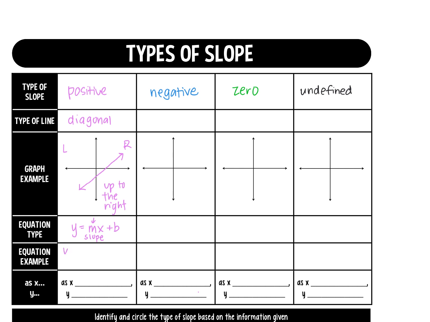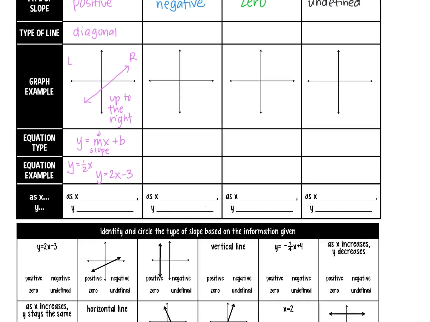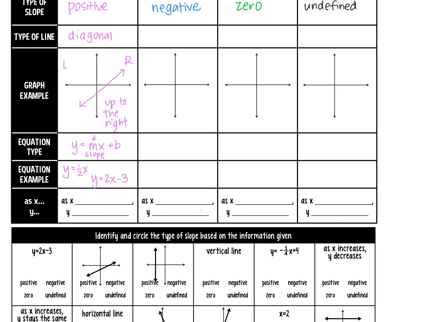So for example, we could have y equals 1/2 of x. Or I could have y equals 2x minus 3. The number after x doesn't matter, only the number in front. So as x increases, y also increases. So as we move to the right on the x-axis, our graph also goes up.